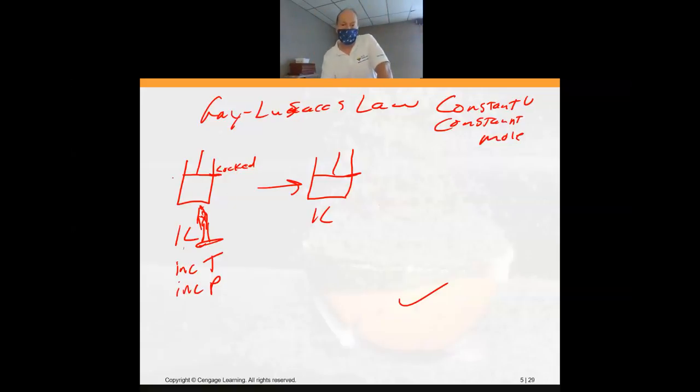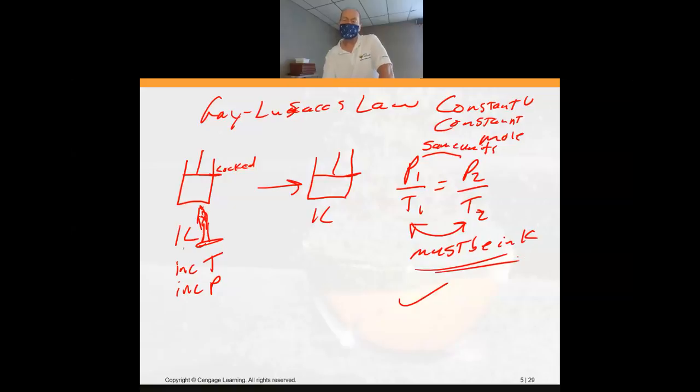All right, I'm not changing the amount of gas. The same amount of gas is in here, same amount of gas is in here. The volume is the same. So I have Gay-Lussac's law, which is P1 over T1 is equal to P2 over T2. With these empirical gas laws, volume and pressure just have to be the same units. It makes no difference what they are, they just have to be the same. Again, your temperature must be in Kelvin.